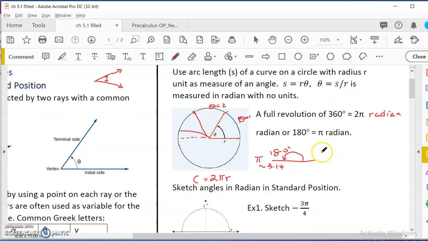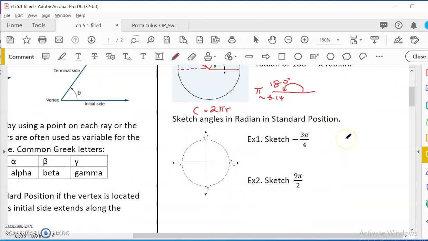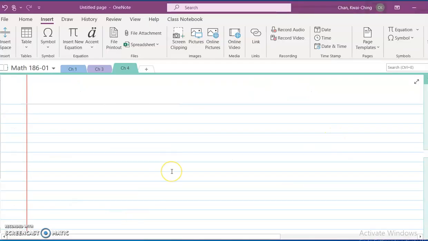This measure of an angle has no unit, and it will be useful for us to make the trig functions periodic. So now, if we do that, we would have different names for the angles. When we say 180, we would say angle equal to pi. So what about other angles? I'm going to use another picture to talk about this.